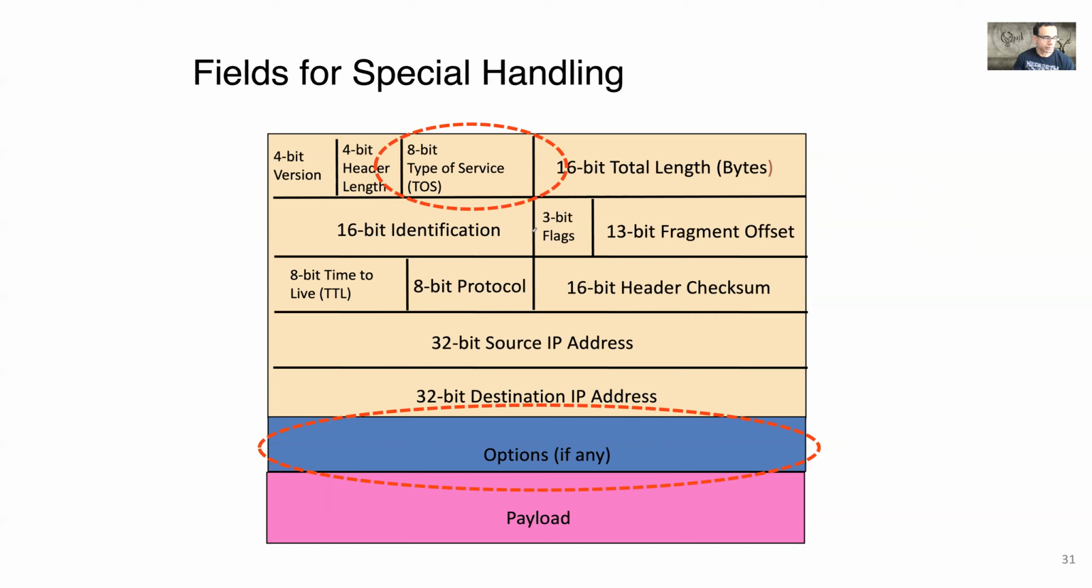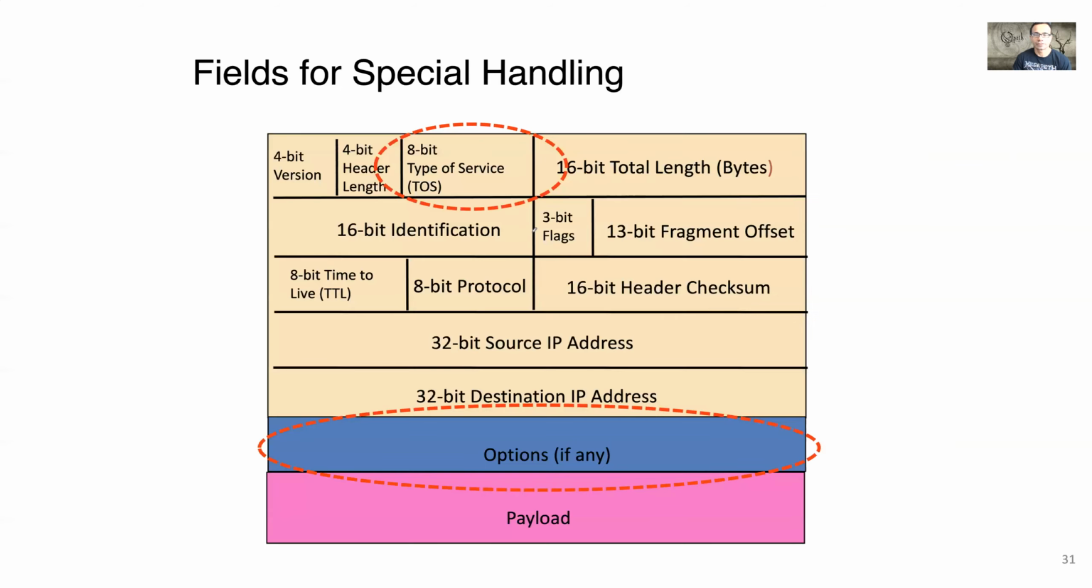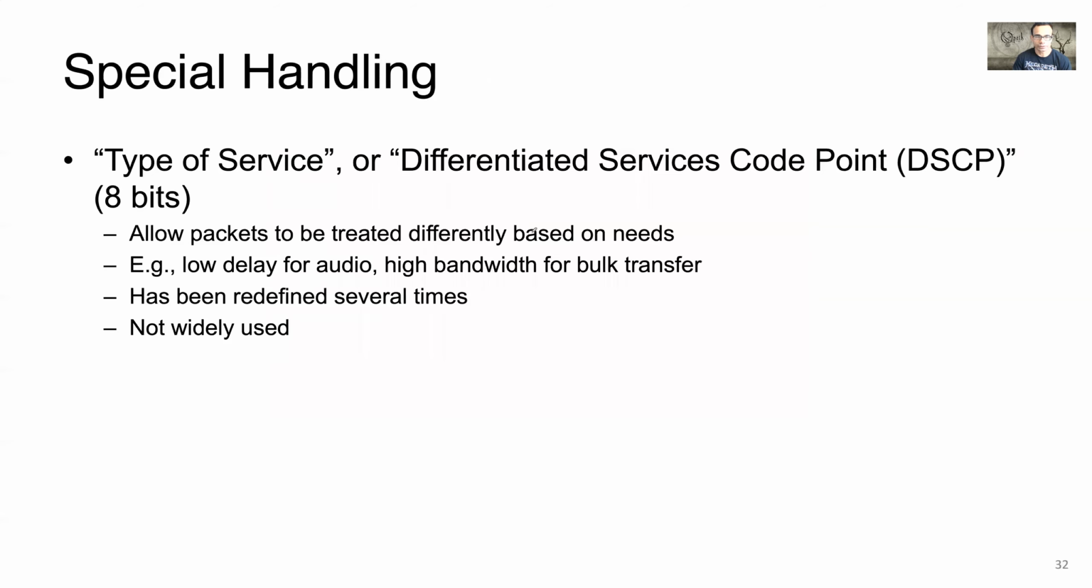Okay, so what next? The special handling. So there was this header called type of service. When the IP protocol was designed, they thought, okay, we might give priority to certain types of traffic, for example, if it's multimedia traffic, we give it high priority over, say, an email packet. But this is largely not followed. So even though they have this field, it is very rarely used. So we'll kind of skip over that.